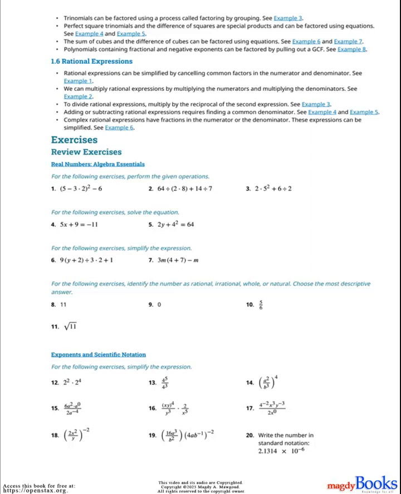1.6.4. Adding or subtracting rational expressions requires finding a common denominator. See example 4 and example 5. 1.6.5. Complex rational expressions have fractions in the numerator or the denominator. These expressions can be simplified. See example 6.